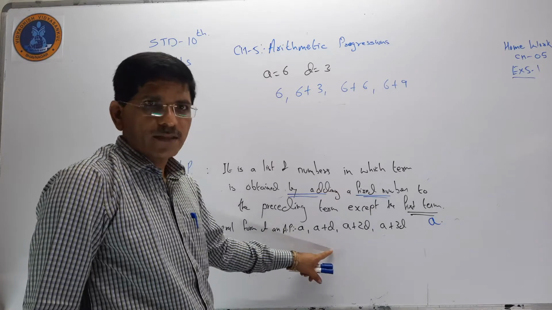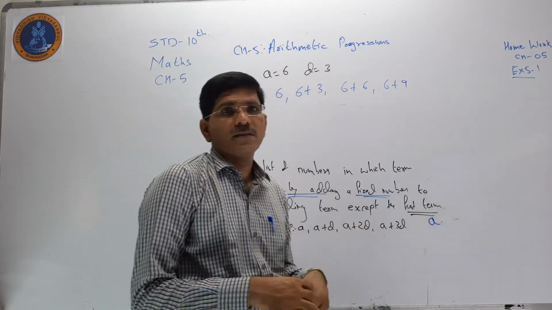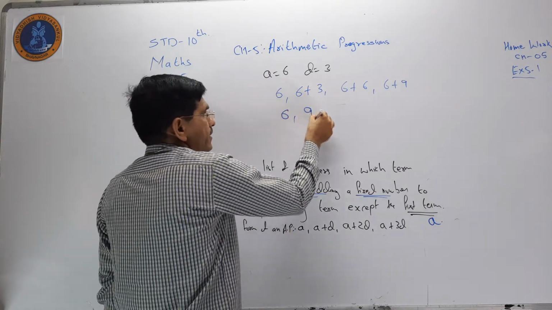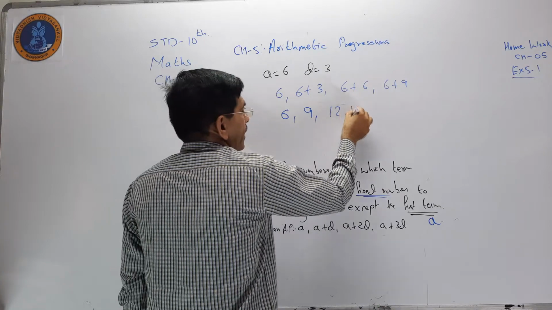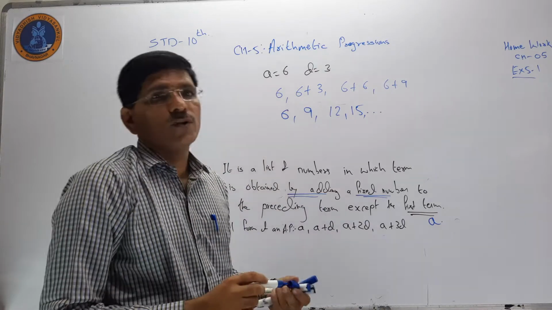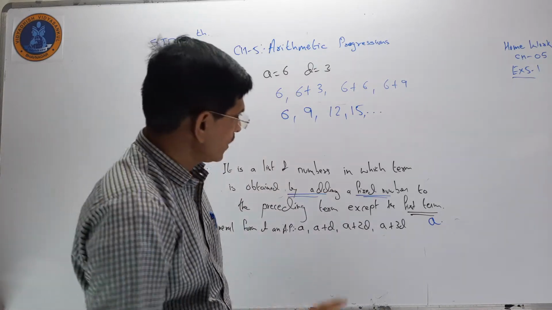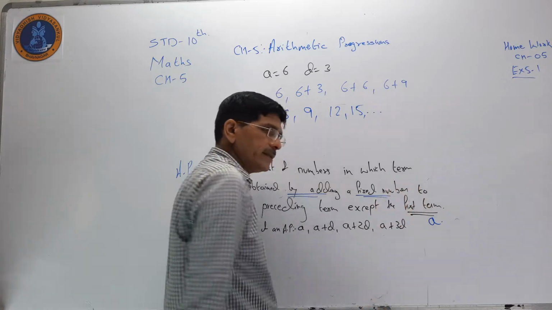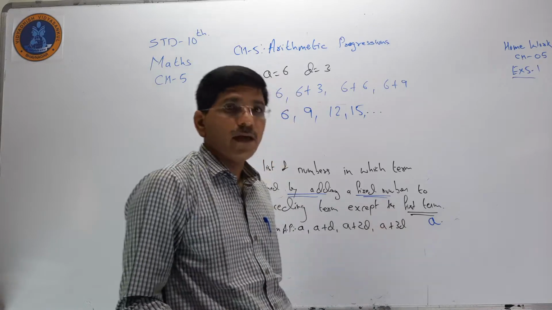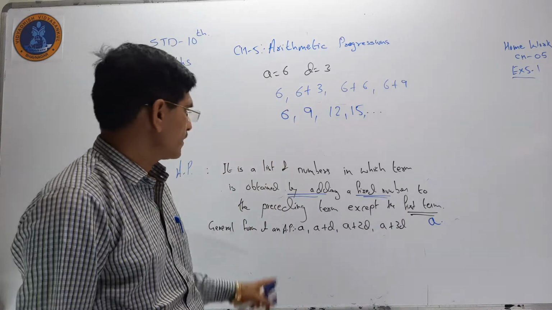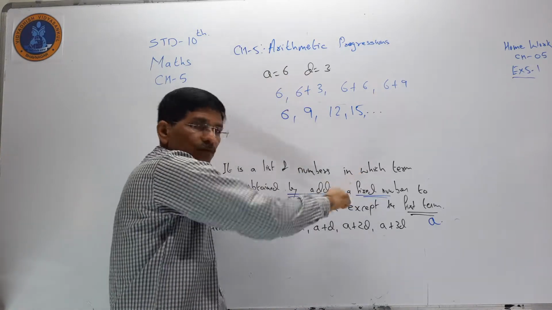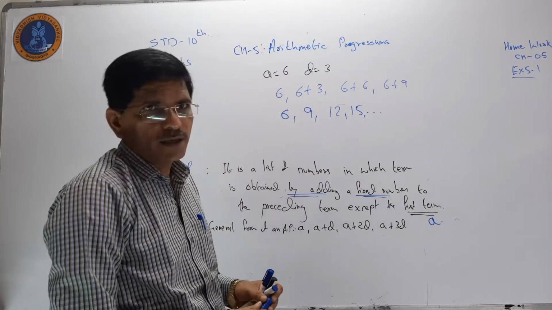A plus D, A plus 2D, A plus 3D. So now the answer is 6, 9, 12, 15 and so on. That is your answer. It is very easy when A is given and D is given. The fixed term, that is the first term, is A. The common difference is D.